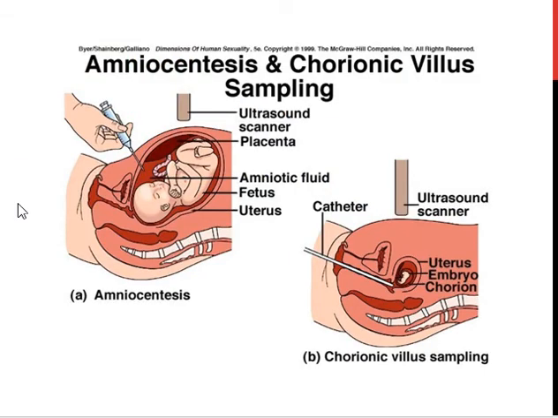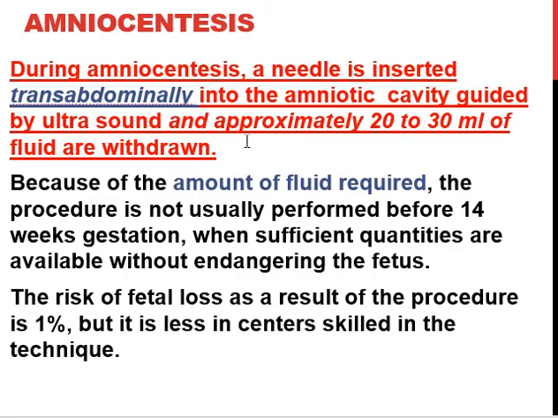Here you can see amniocentesis. Here is the needle. Needle is inserted transabdominally. This is the abdomen into the cavity. This is the amniotic cavity in which fetus is present, guided by the ultrasound. So, during amniocentesis, a needle is inserted transabdominally into the amniotic cavity, guided by ultrasound, and approximately 20 to 30 ml of fluid are withdrawn.